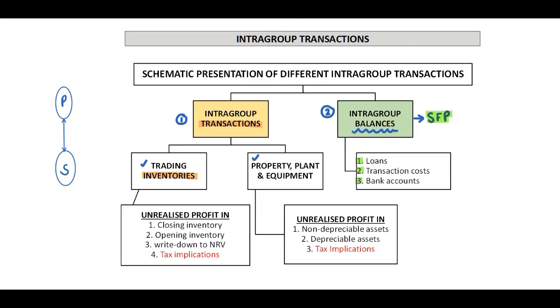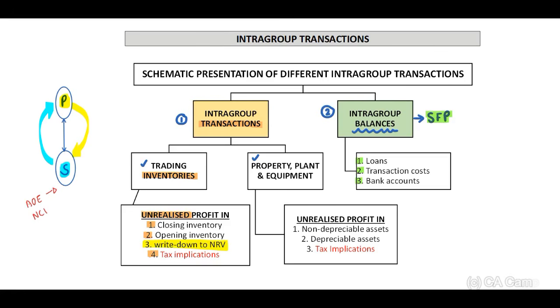For example, where we have our parent that sells inventory to the subsidiary, or where we have our subsidiary that sells inventory to our parent. And always remember this will have an effect on our analysis of owner's equity, because this will have an effect on the NCI. Now, when we have trading inventories between the 2 entities, there will be unrealized profit included in your closing inventory, opening inventory, and always remember the tax implication. Then please read your scenario carefully. There might be a write down to net realizable value.